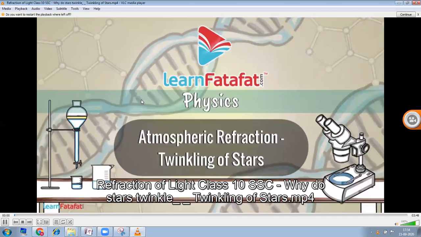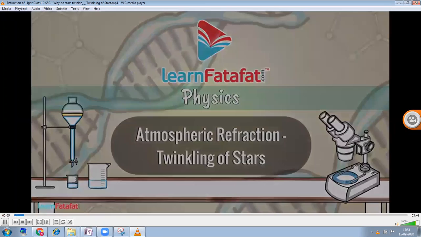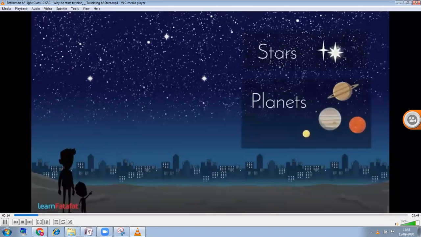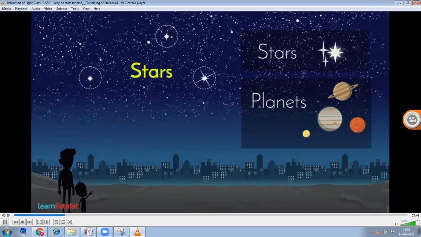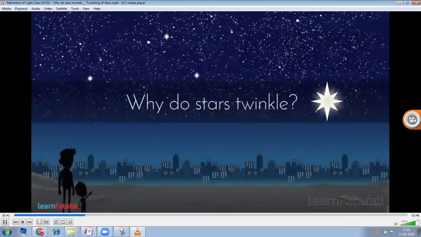The first one is twinkling of stars. Atmospheric refraction, twinkling of stars. The night sky is very beautiful. It consists of different objects. Some of them are stars, while others are planets. Looking at the night sky, can you figure out if the object is a star or a planet? Yes, you have been learning it from your childhood. The objects which twinkle are stars, and the objects that do not twinkle are planets.